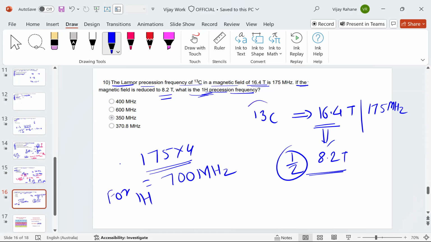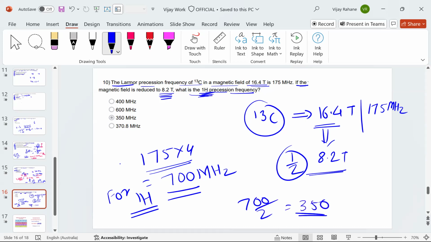So this is given for 13C, and we did just the back calculation, so we have calculated it for the 1H. Then they have reduced the field to half here, right? So we need to calculate for the proton as well. We just divide 700 by 2, so it will be 350. So option C is the correct option here.